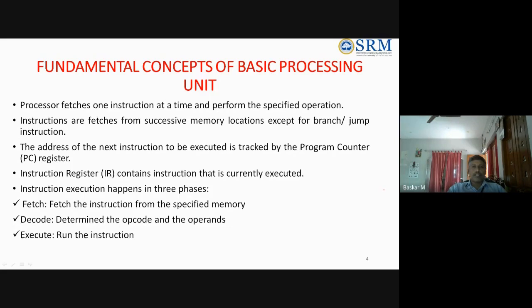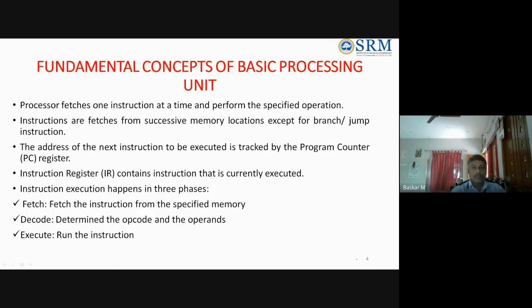Normally, instruction execution happens in three phases. One is to fetch the instruction from the specified memory location, as well as fetch the operand from a particular place, either memory or register. Then after fetching the instruction, we decode it. Decoding means determining what operation needs to be performed in this particular instruction, and what kind of operands are involved, whether it's a register operand, an immediate operand, or a memory operand, and how many operands are involved. Everything is decided by the decoding unit.